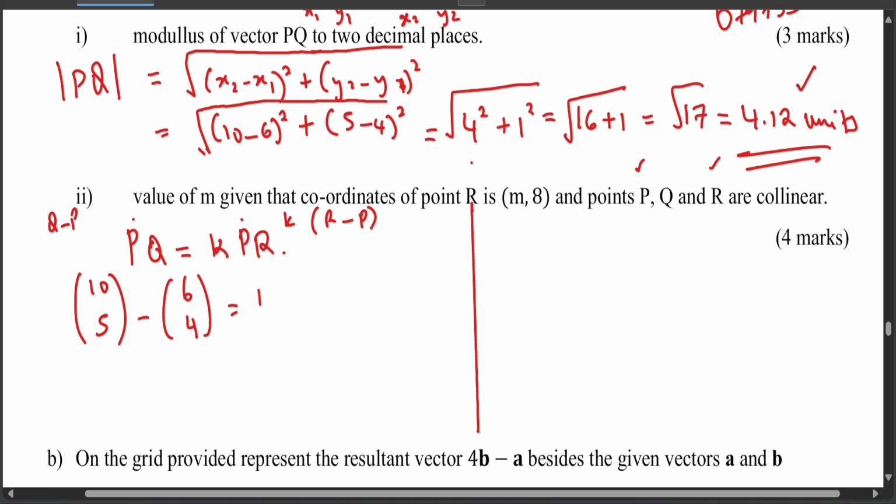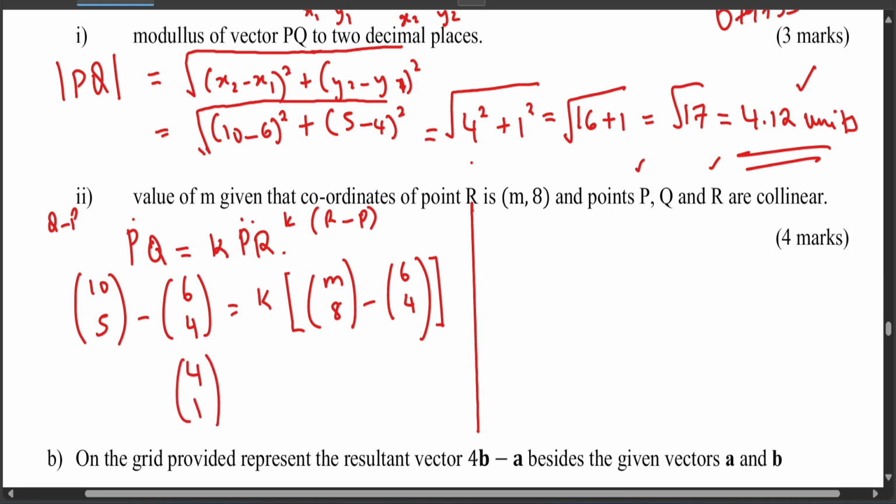And then it gives us K, and then we have R minus P. PR is just R minus P. We don't know our R, because our R is written as (M, 8) minus our P. Our P is basically (6, 4). So 10 minus 6 is 4, 5 minus 4 is 1, which is equal to K into bracket (M minus 6, 8 minus 4 is just 4). Now we don't know our K. We don't even know our M.